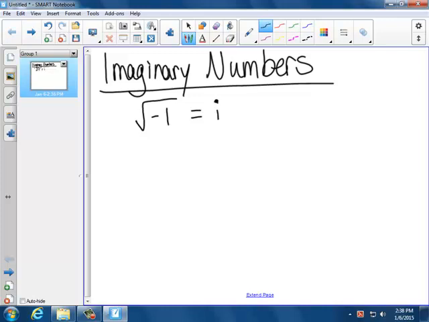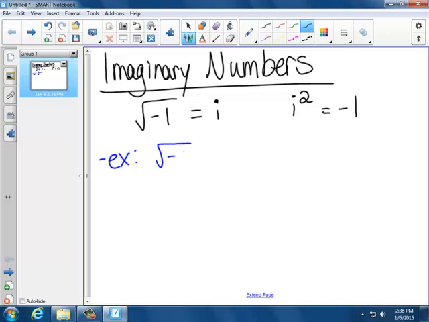What should make sense is if you do i squared. I just wrote that the square root of -1 is i. If we square both sides, if you square the square root of -1, you would just get -1. So those are our two definitions of what an imaginary number is. Let's use that to do some simplifying.